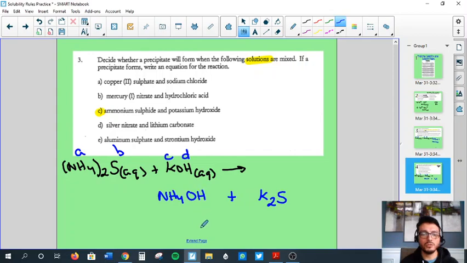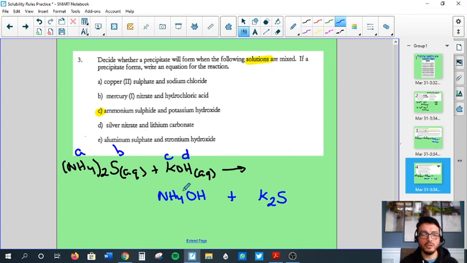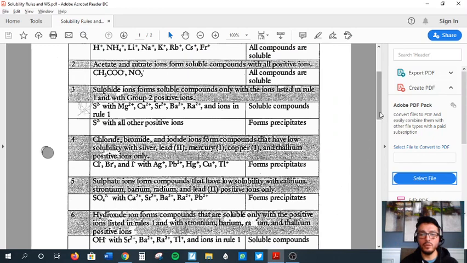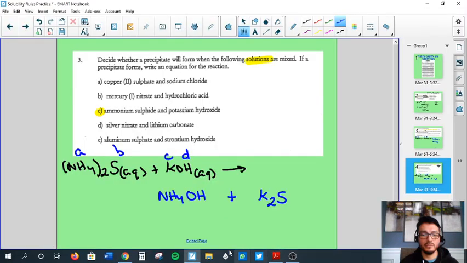Good, so ammonium hydroxide. Let's look up hydroxide. Where was our hydroxide? Here it is. Hydroxide ions form compounds that are soluble only with the positive ions listed in rule 1. There's more to that rule, but let's check out rule 1. So hydroxide, if we see ammonium, then we know it's soluble in rule 1. Let's go up. Look, there it is, ammonium, soluble. Follow my cursor, soluble. That means AQ. This does not form a precipitate. Ammonium hydroxide is soluble in water. This is not going to be the precipitate.